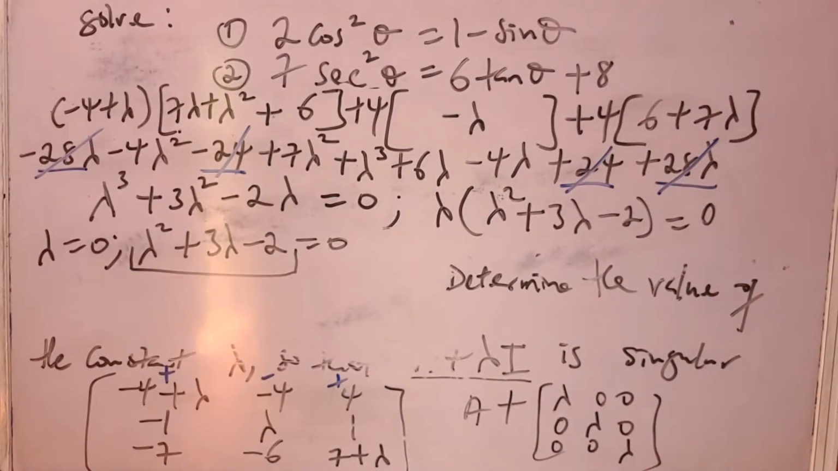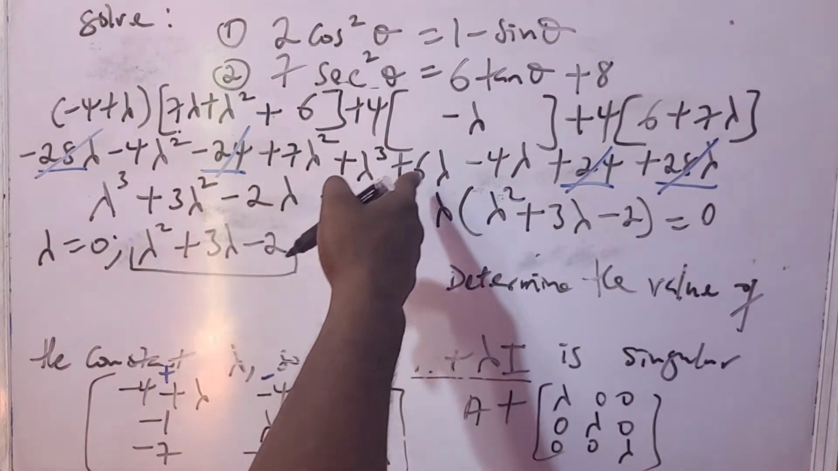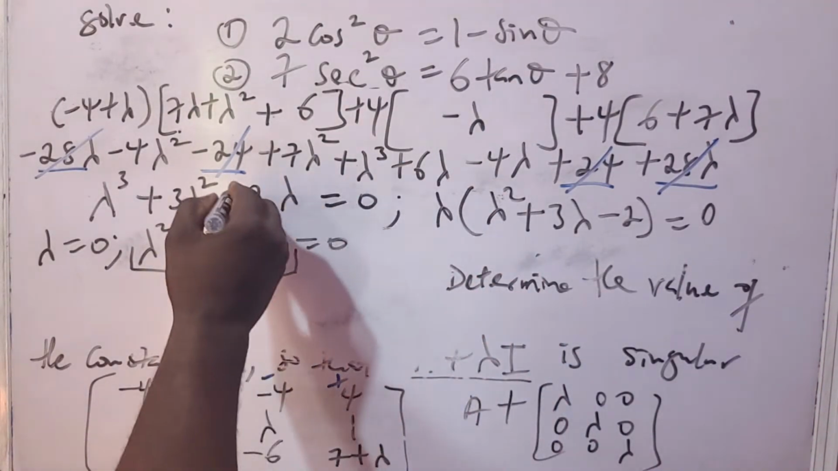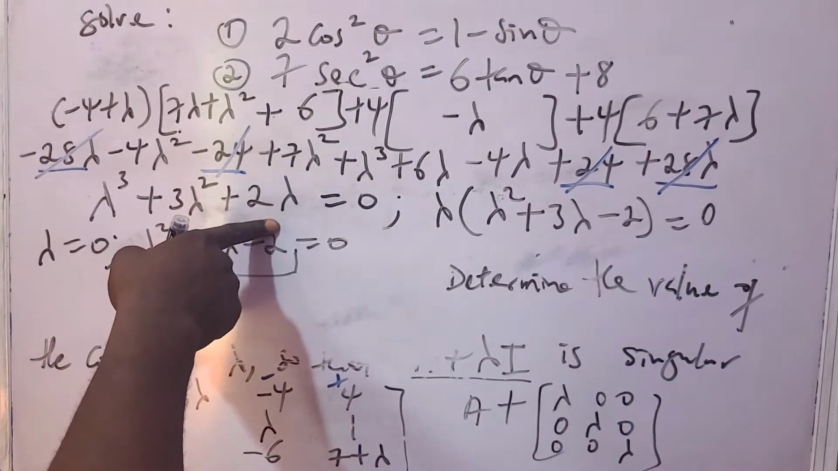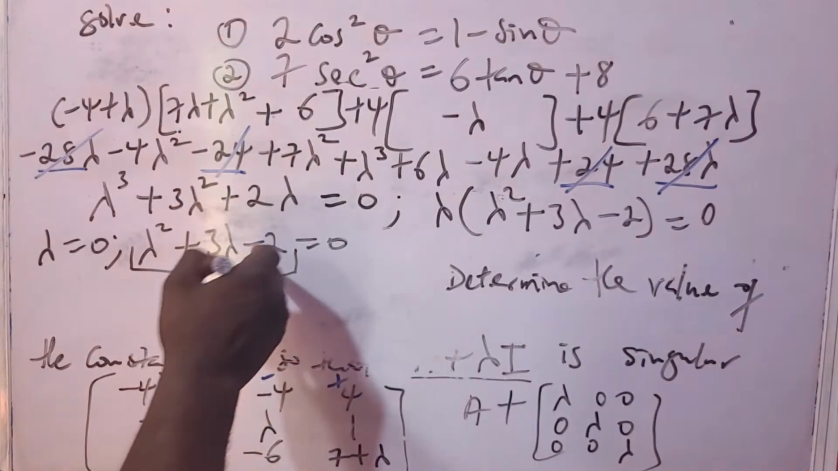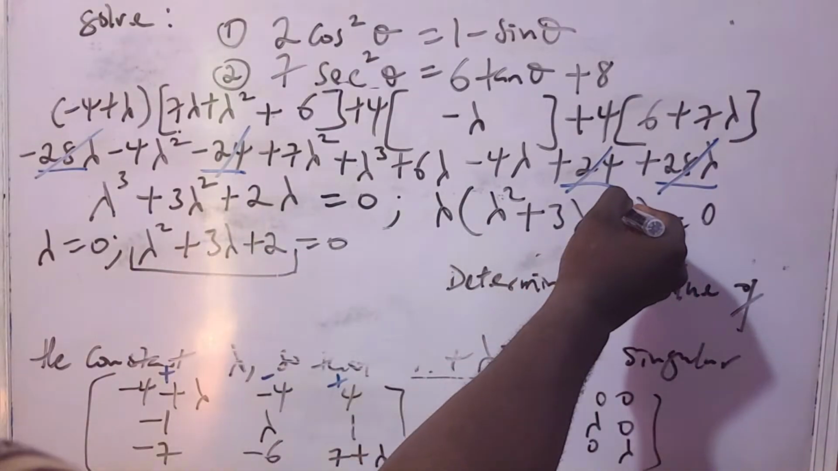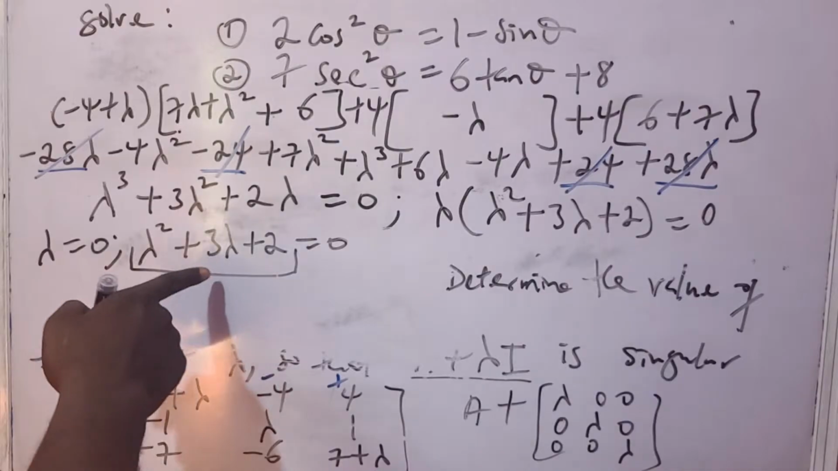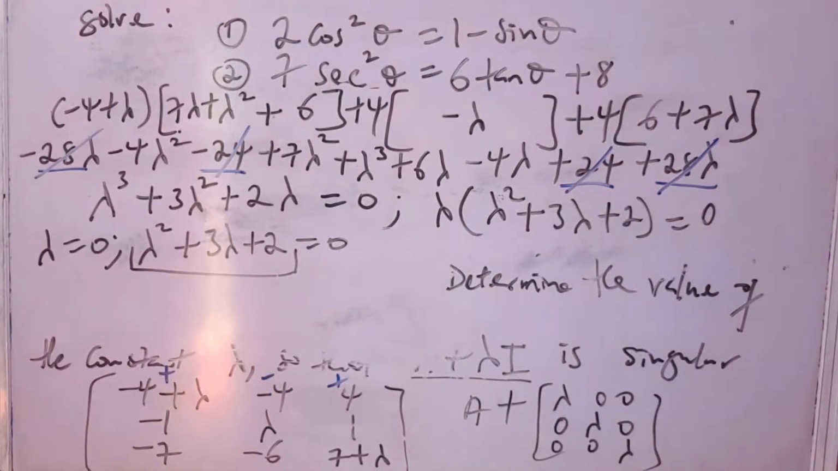Oh, sorry, I made a mistake here. I was looking at things, and 6 lambda minus 4 lambda is actually plus 2 lambda, not minus 2. That was why we were having an issue with factorization here. So it's supposed to be plus 2. That will help. So our factors will be 1 and 2 rather.